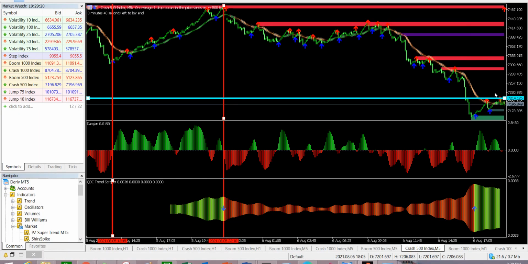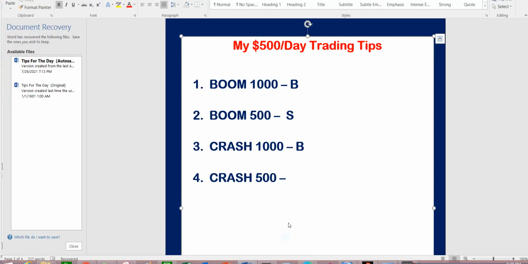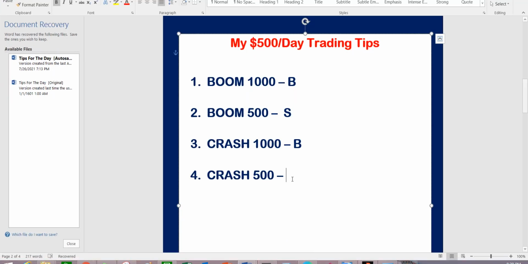Let me see that again. Yeah, it is going to be a buy, but wait for the breakout before you jump into the trade. So once you get the breakout, then you can go into the trade. So that is going to be our analysis for tonight.